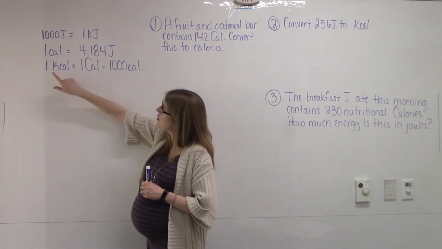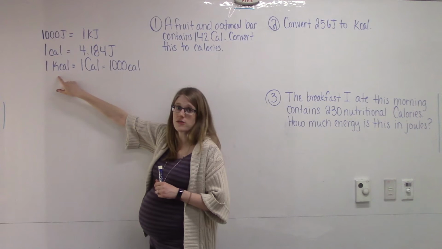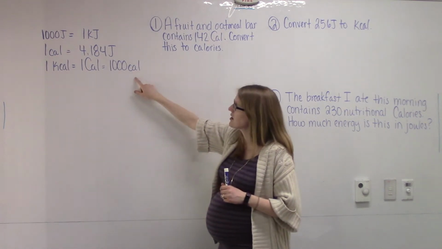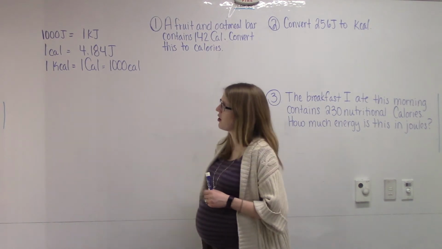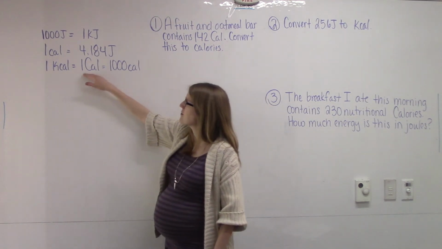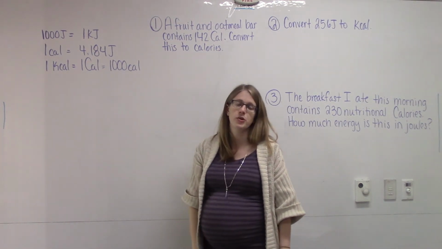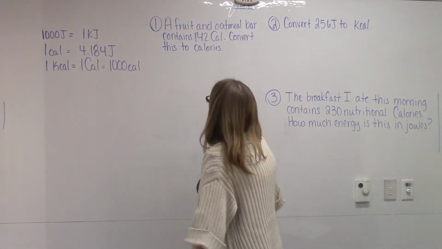Now remember that a kilo is also 1,000. So 1,000 calories is 1 kilocal. So keep that in mind as well. A kilocal is the exact same thing as a food calorie, or a capital calorie. So let's do some practice.